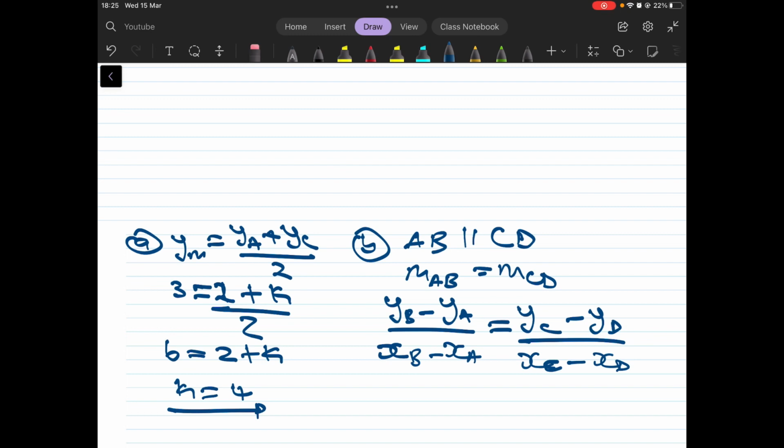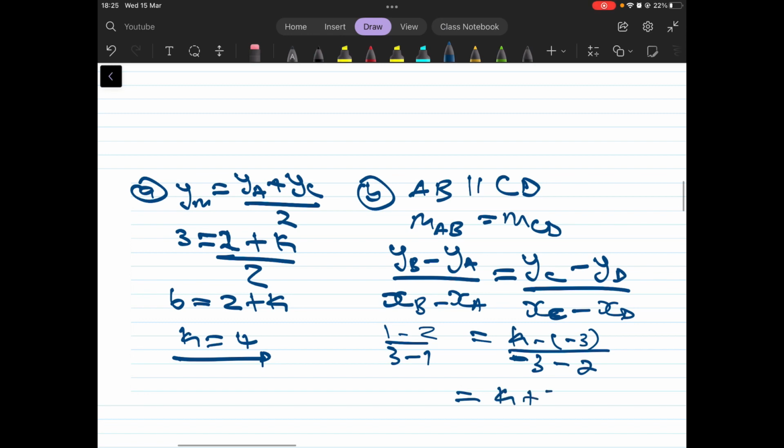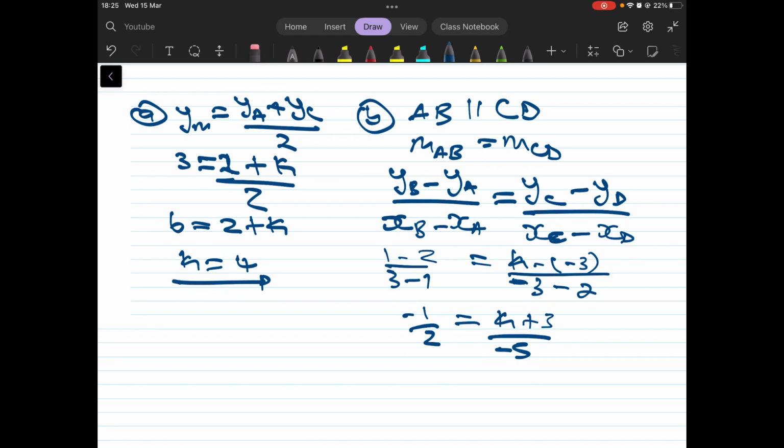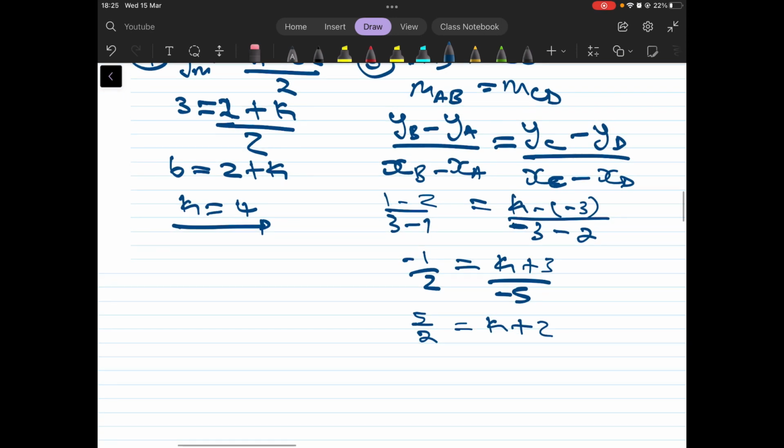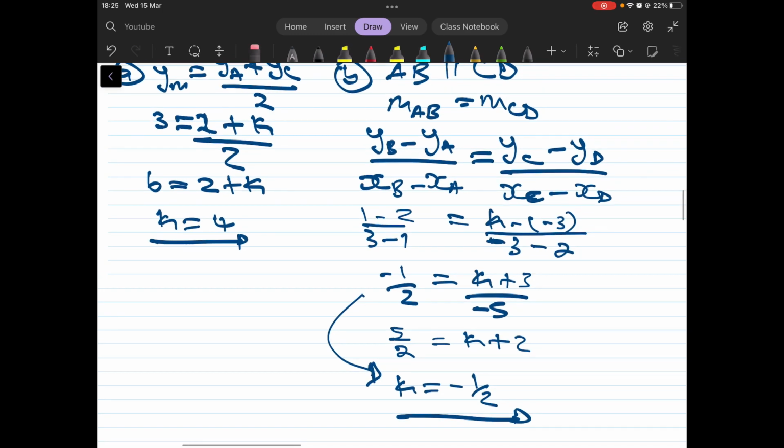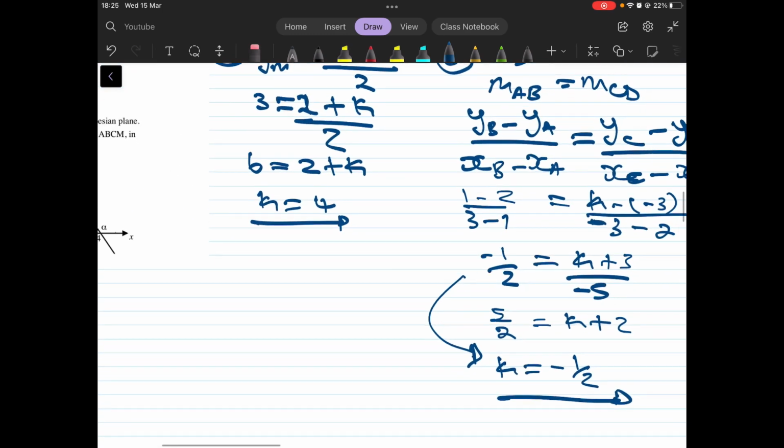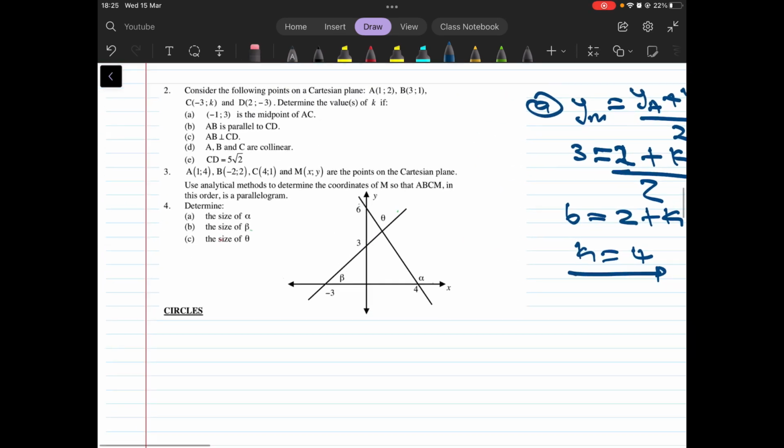Then we just substitute all the points. This is 1 minus 2 divided by 3 minus 1 equals K minus negative 3 divided by negative 3 minus 2. When you simplify, we get negative 1 over 2. Then just solve for K here. Let's cross multiply, and you'll have something like this. As a result, K is equal to negative 1 over 2. However you simplify, just make sure you get K as that. That's fine. I hope you know how to simplify. If you're having problems with simplifying, you can always ask. We'll assist you.